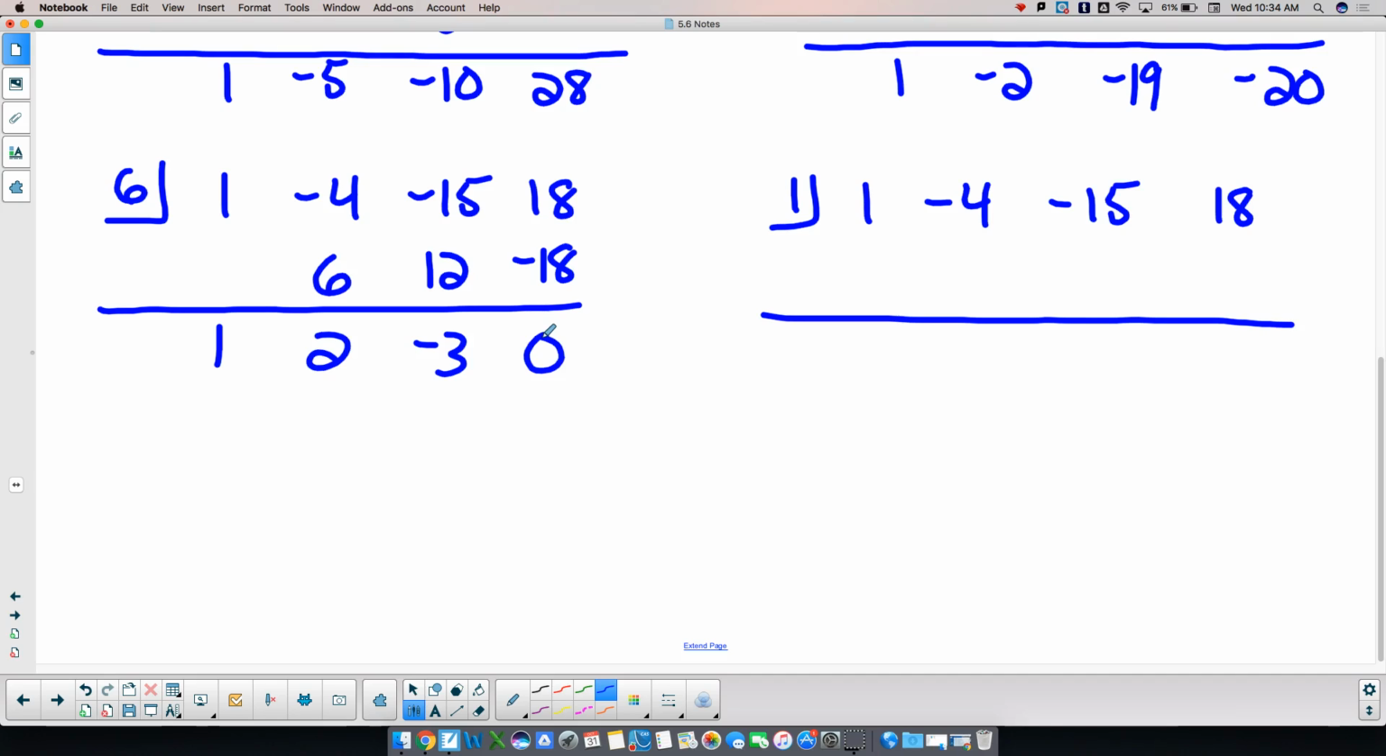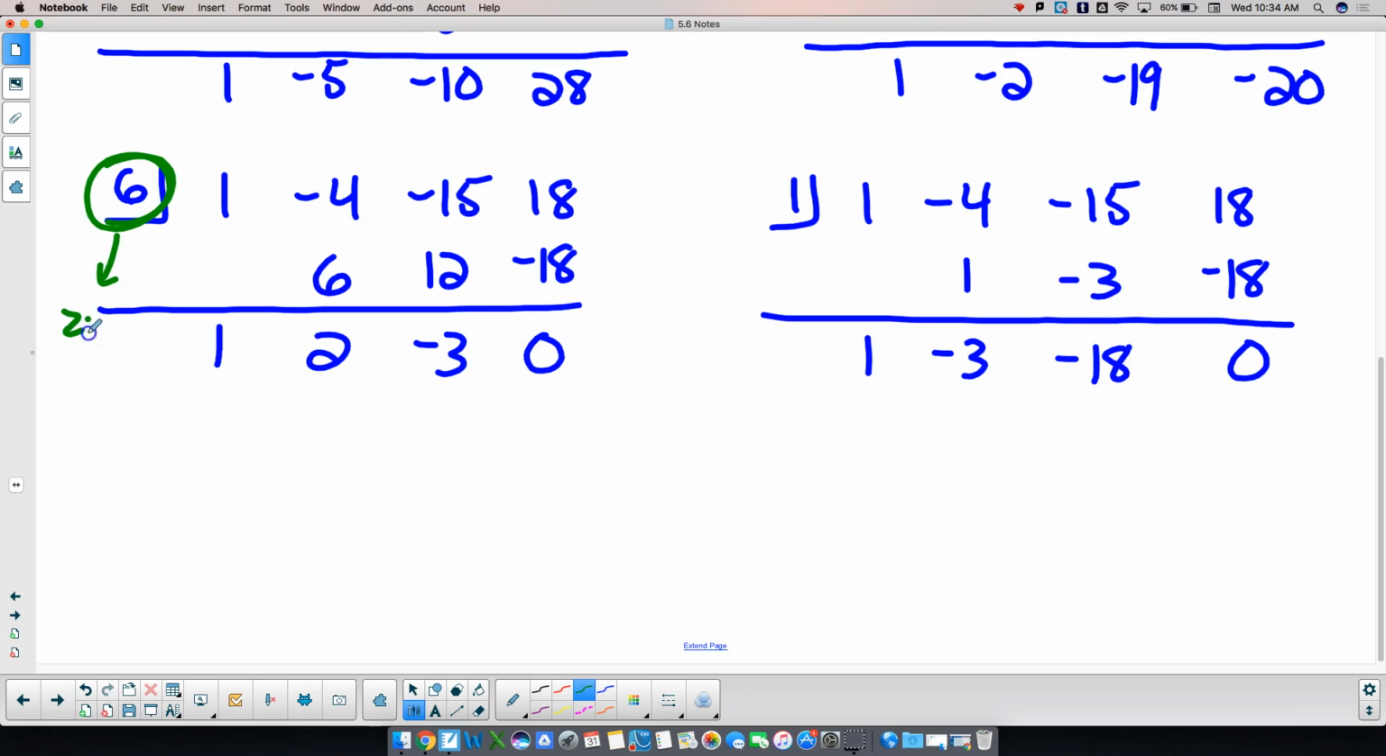Uh-oh, 6. Hey, look at that. 6 worked too. So that means we find 2 of them in this round? Sweet, we found 2 of them. All right. Well, so let's go with 6 then first. So if 6 is a 0, what's my factor? If 6 is a 0, what's my factor? X minus 6 is the factor.